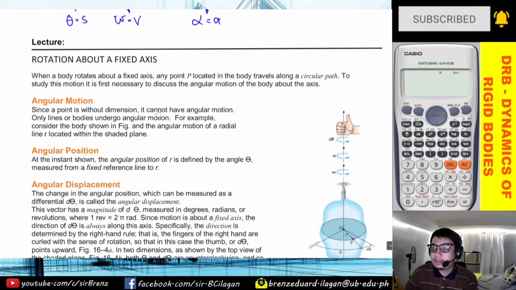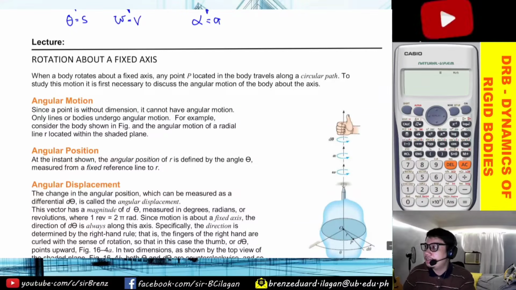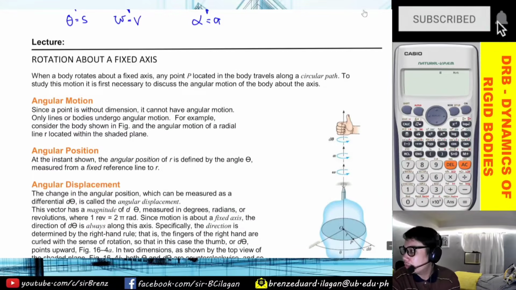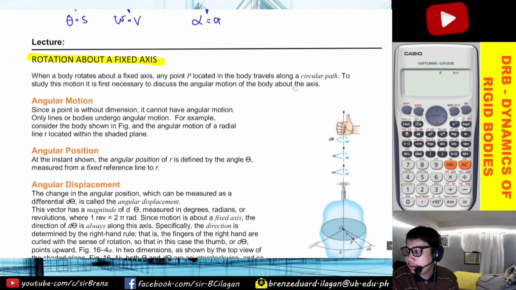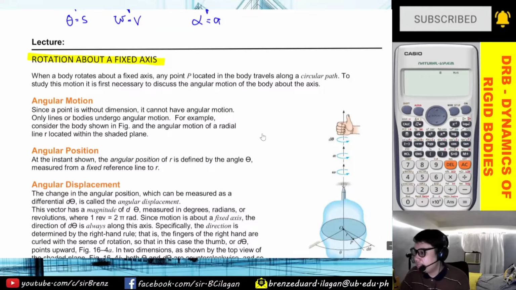So, rotation about a fixed axis. So, ano ba ibig sabihin natin dito? So, kailan ba nagiging yung rotation mo is about a fixed axis? So, when a body, kunin ko lang yung highlighter natin. So, when a body rotates about a fixed axis, any point P located in the body travels along a circular path. To study this motion, it is first necessary to discuss the angular motion of the body about the axis.